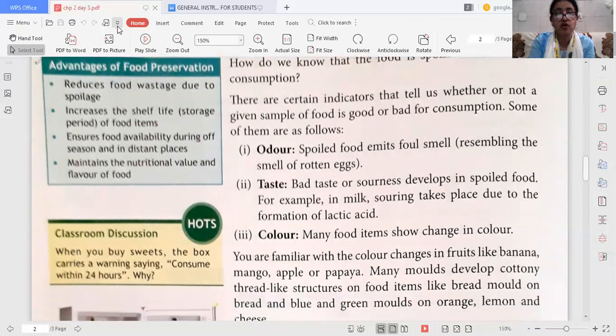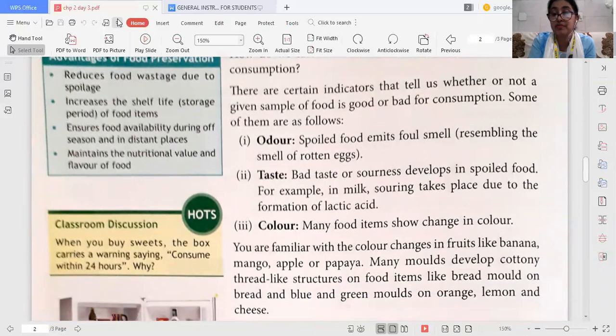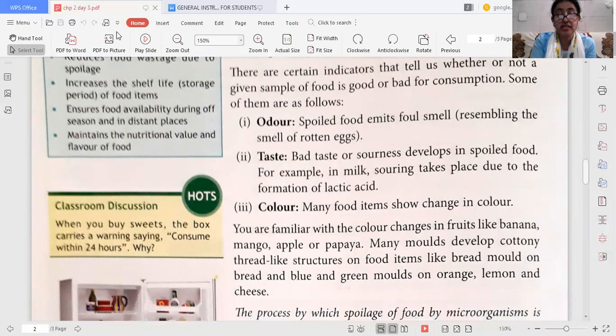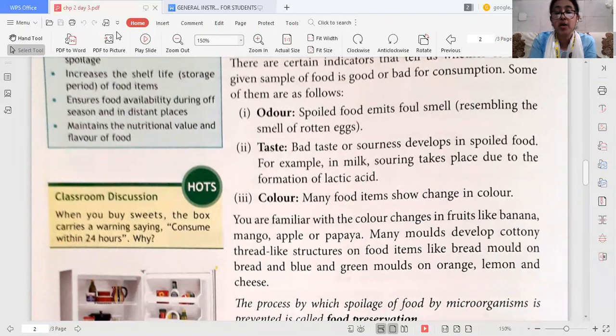First of all, odor, the smell. Because if the food is spoiled, then a foul smell, a bad smell will come, like anything is rotten. Rotten means sarna. And second, taste. If you taste it, it will be bad in taste, because if anything is spoiled, its taste always changes. And the third one, color. Many food items, when they are spoiled, change their color.